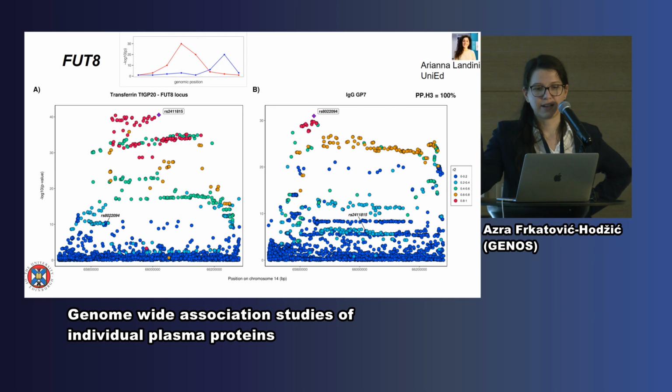And this is something my colleague Arianna Landini looked deeper into, just to show you what Yuri was talking about: trying to see whether the patterns of associations in these regions match between proteins. In this case, from the colocalization analysis, she found 100% probability that these are not the same associations. So both phenotypes, in this case transferrin glycan and IgG glycan, have an association in the region. However, the causal variant is different.